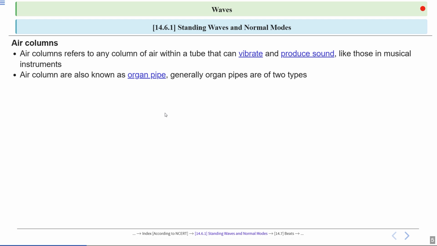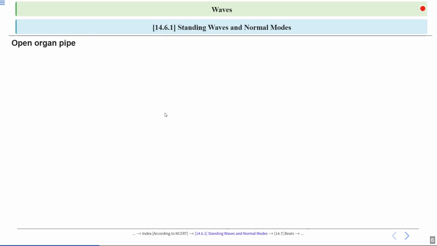Generally, organ pipes are of two types. The first, open organ pipe. Second, closed organ pipe. We will discuss both one by one. Let's start to discuss the topic of open organ pipes.